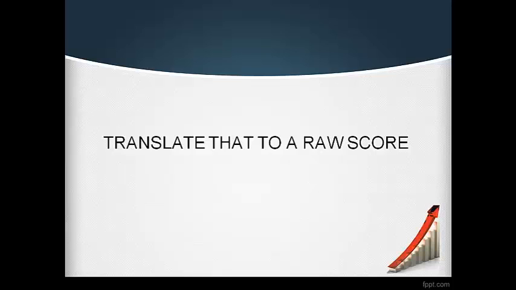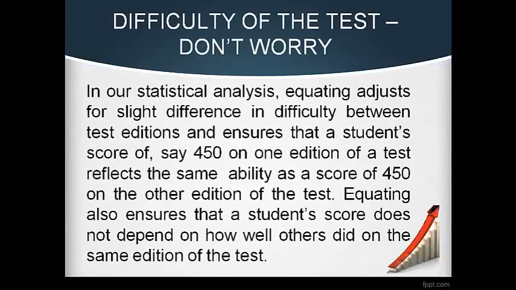And around this, I want you to also know something about your raw score. Some of the tests you take will be difficult tests, with the same skills and the same strategies, but some tests are difficult and sometimes tests are easier. The test makers actually equate and adjust for these differences. So if you scored 450 on one edition of a test, it should reflect the same ability as a score of 450 on another edition.